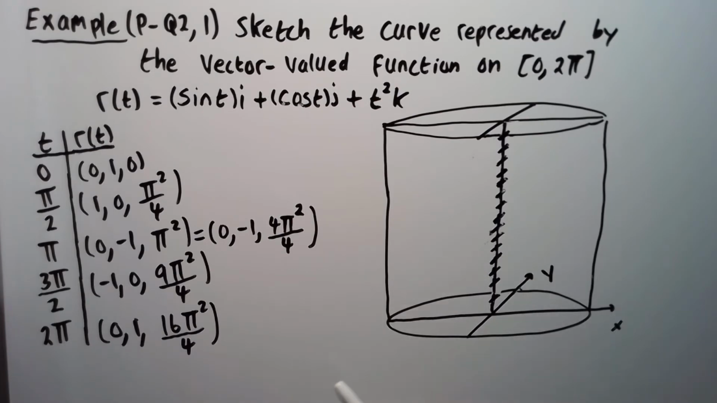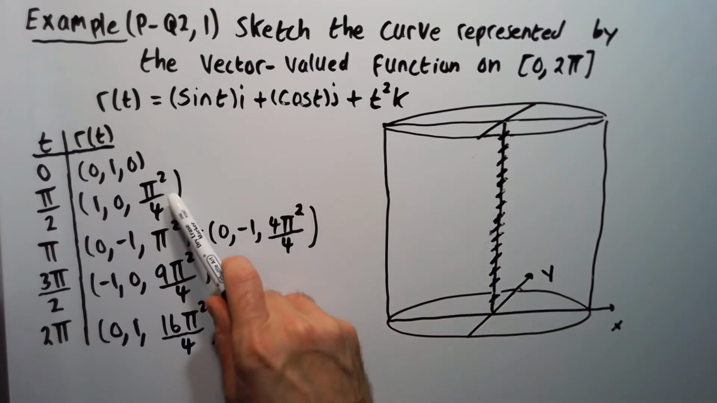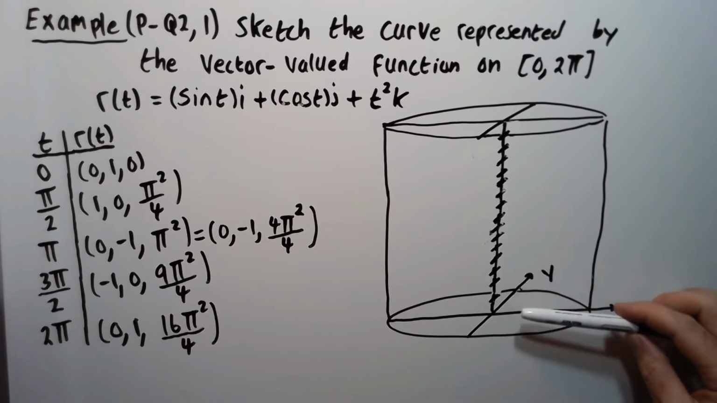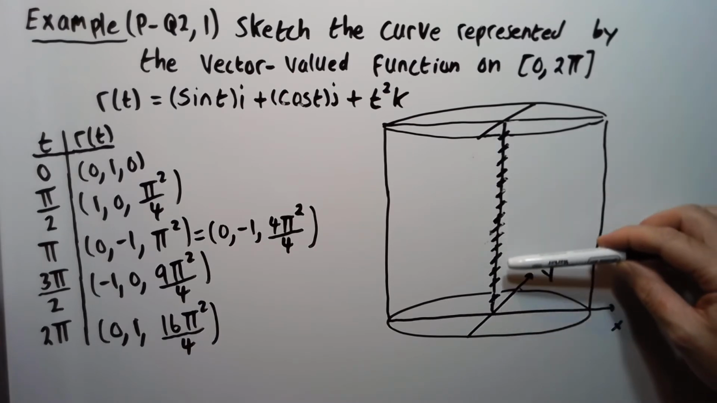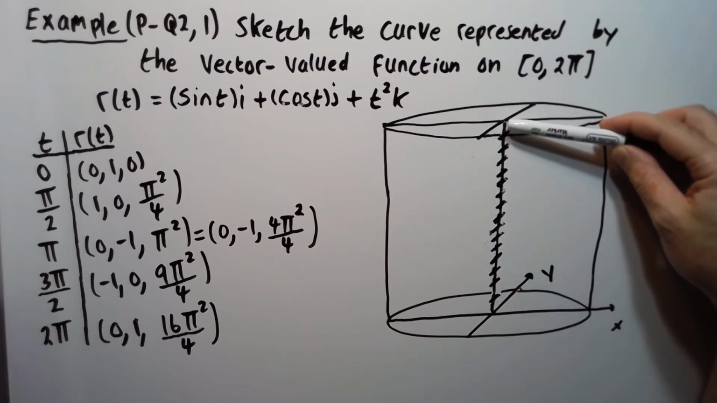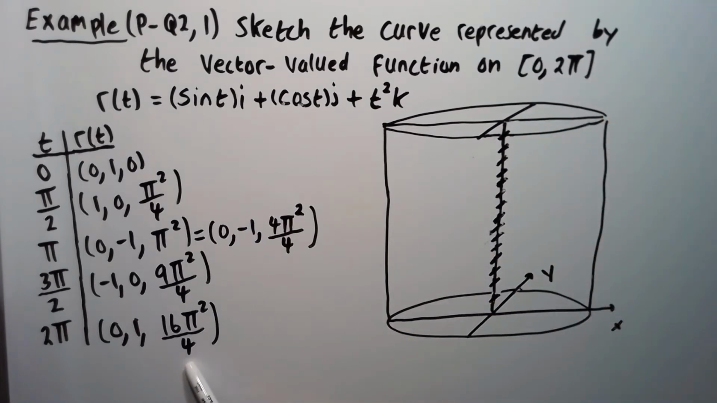Okay, so drawing a cylinder here. These circles are unit circles. Each tick mark on the z-axis, this z-axis going up this way, represents, say, pi squared over 4. So that's going to be pi squared over 4, and up here, if you count them, there's 16 of them, that would be 16 pi squared over 4 for this one.